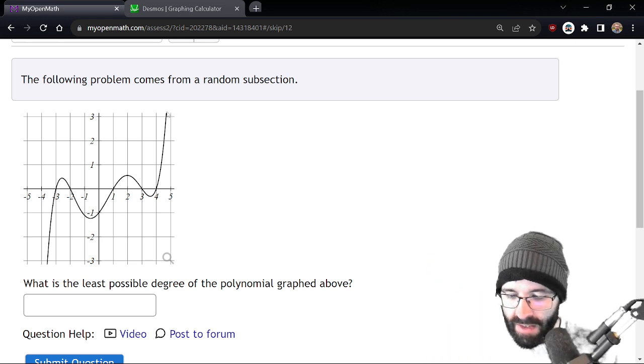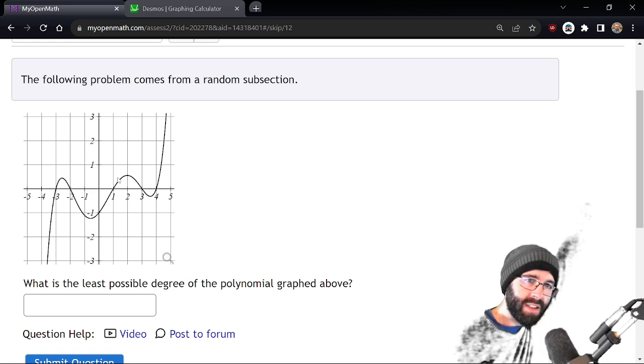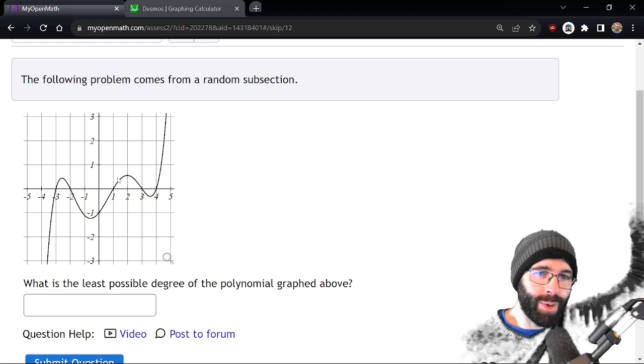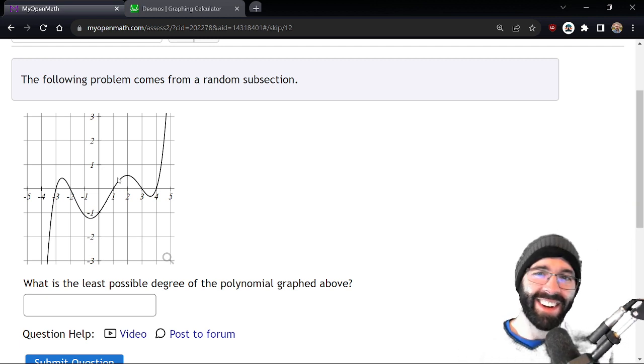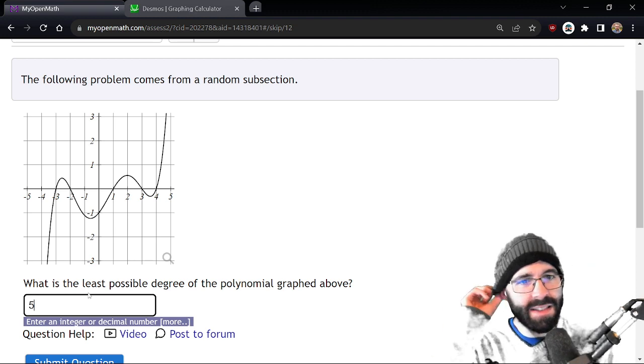Is our end behavior right for an odd polynomial? Yeah. Odd polynomials have opposite end behavior. Okay, my shirt's kind of see-through. That doesn't work. Yeah. I think it's going to be 5. Should be odd, and it has to be at least 5.